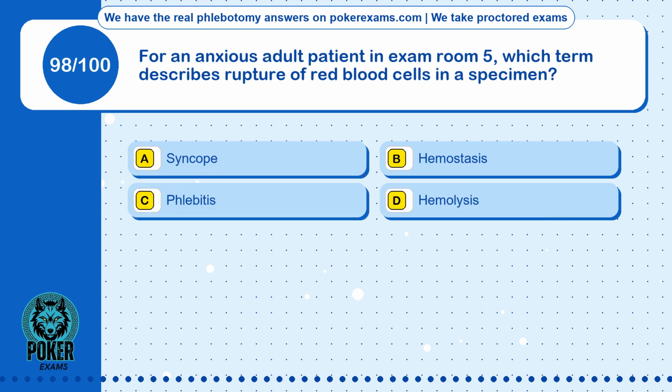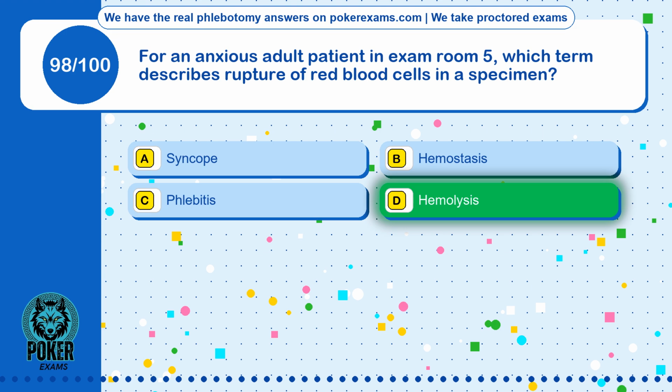Question 98. For an anxious adult patient in exam room 5, which term describes rupture of red blood cells in a specimen? Option A. Syncope. Option B. Hemostasis. Option C. Phlebitis. Option D. Hemolysis. The correct answer is option D.